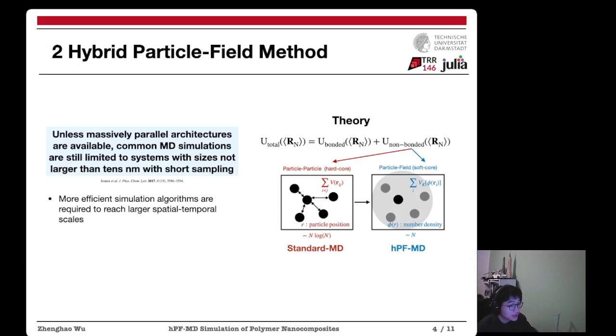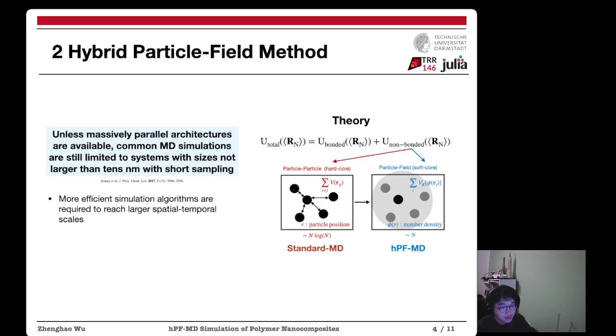Unless massively parallel architectures are available, common MD simulations are still limited to systems with sizes not larger than tens of nanometers with short sampling time. It calls for more efficient simulation models to enable modeling at large spatial and temporal scales.